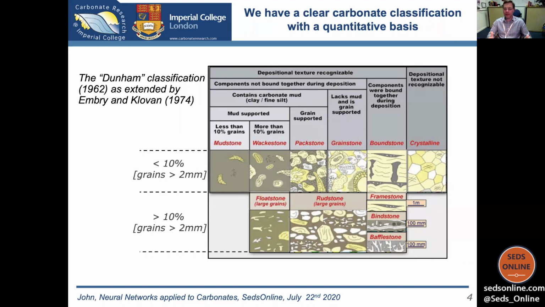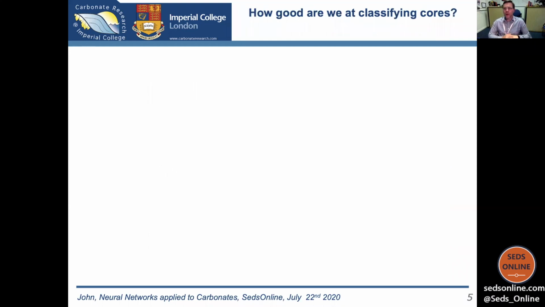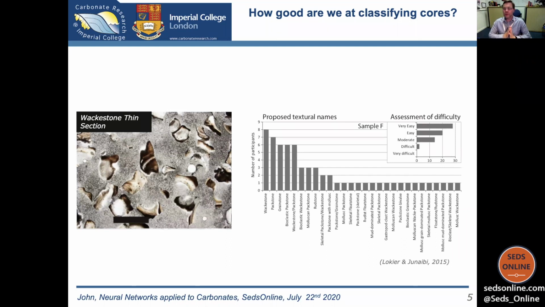So with such a good classification that has a quantitative nature that everybody agrees on, surely we must do very well. And also, it's been around since the 60s, so we've had time to train people to use it. So how good are we at classifying cores? Well, it turns out Stephen Lockier did a study where he distributed some artificial thin sections, so pictures of the artificial thin sections, to multiple labs, including my own. And everybody could look at the thin section, it was all anonymous, and come up with a classification name for those carbonate thin sections. So I'm showing you here one example.